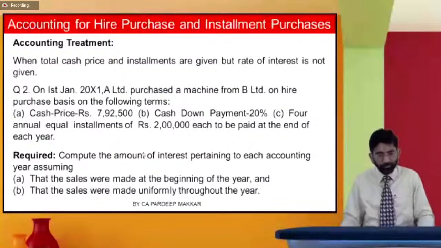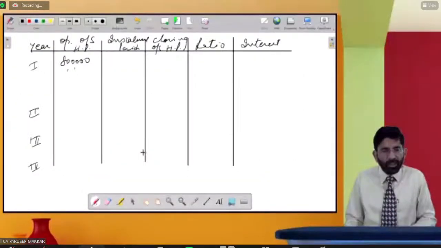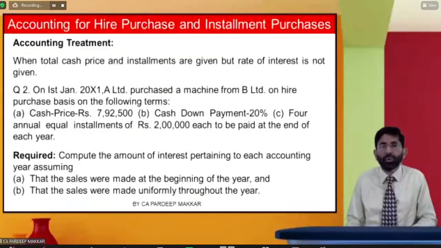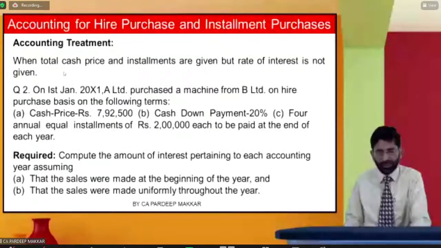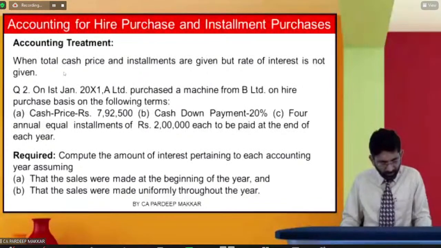One more thing I would like to tell you. This type of question will not come. So let's leave this. Sales were made uniformly throughout the year, because I have already checked the ICM module and this type of question is not there. One query is there, but it will be somehow technical and it will confuse you, so I would like to leave this question.